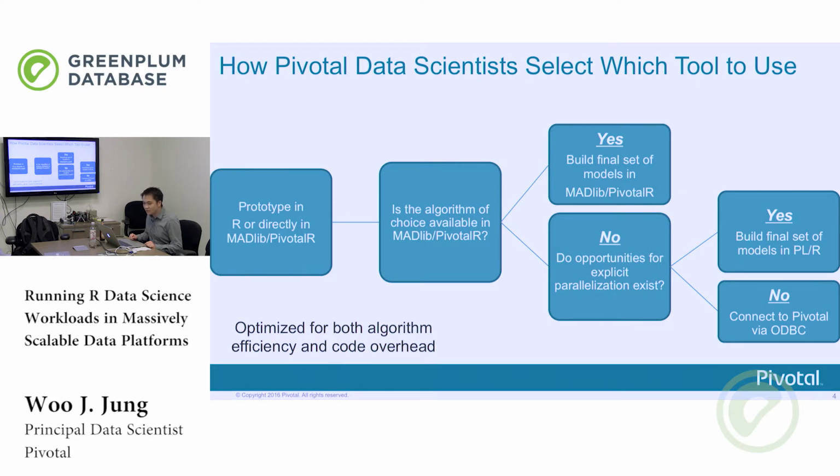Once we're at a point in the development cycle where we have a pretty good idea of which algorithm we want to use for the final set of deployed models, we can then ask ourselves whether the algorithm of choice, let's say a decision tree or a random forest, is available in MADlib or Pivotal R as a module. If so, then our recommendation would be to go ahead and build those final set of models in MADlib or Pivotal R. But there are scenarios in which the answer to that question is no.